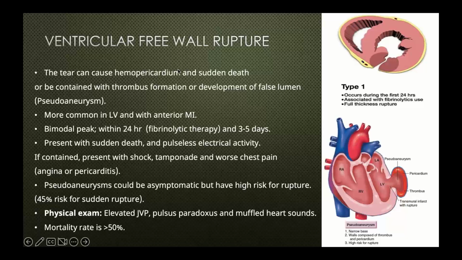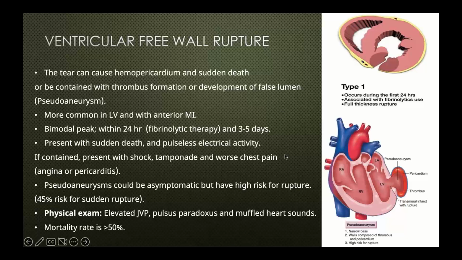This presentation is consistent with ventricular wall rupture. The reason why this patient survived is probably that the rupture was contained by the pericardium, and usually this is a fatal condition that leads to cardiac tamponade and pulseless electrical activity. The reason why this patient would survive is either there is a thrombus that would plug the rupture, or the development of a false lumen or a pseudoaneurysm that would be contained by the pericardium.